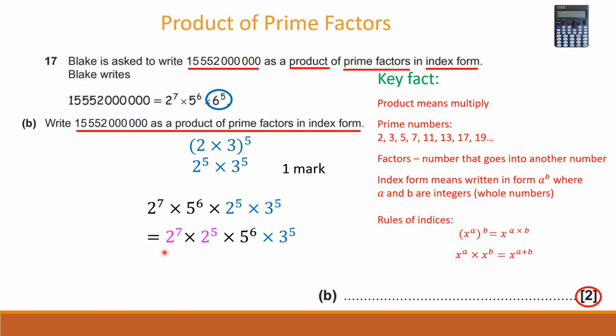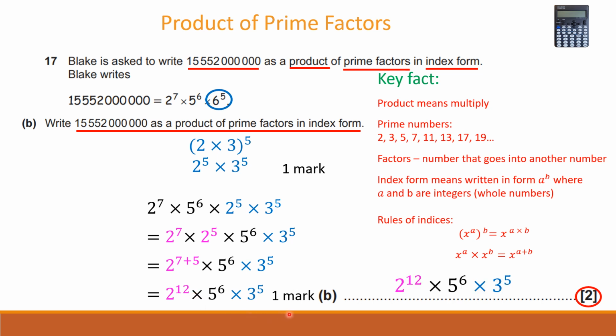So just putting these two terms together, I've got 2 to the power of 7 times 2 to the power of 5. The 5 to the 6 stays put, and the 3 to the power of 5 also stays the same. Now here, using the bottom rule, I'm going to add the indices. So 7 plus 5 is 12. So I've got 2 to the power of 7 plus 5, and 7 plus 5 is 12, which gives you your second mark.